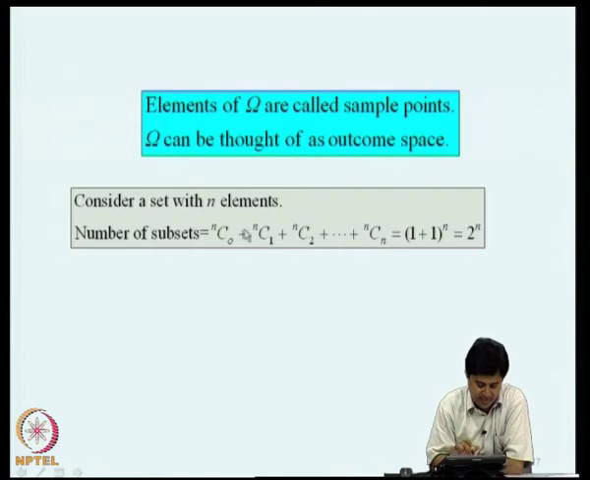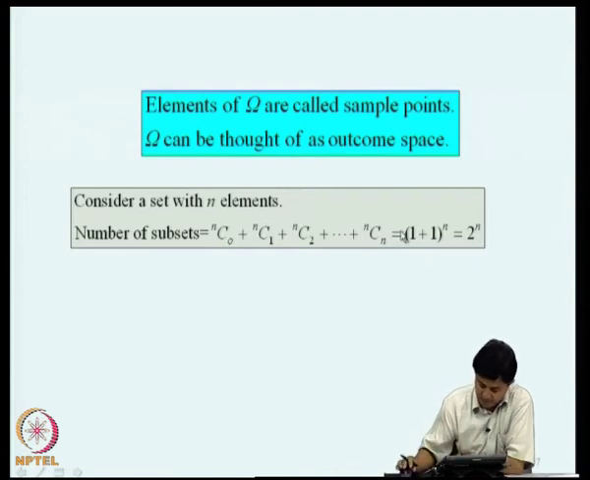There is a small exercise here. If you have a set with n elements, you can show that the number of subsets that we can form from these elements is actually 2 to the power of n. So you may try this, we will need this result shortly.